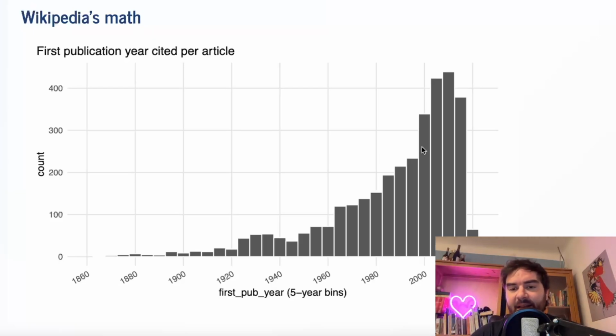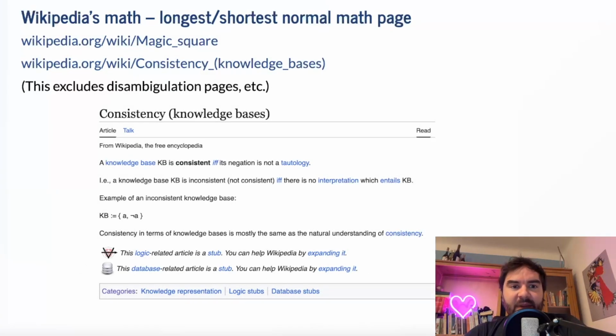Which makes sense, I guess, just due to the production of articles. There might be this bias here. Okay. Yes, and then there's some fun facts here, for example.